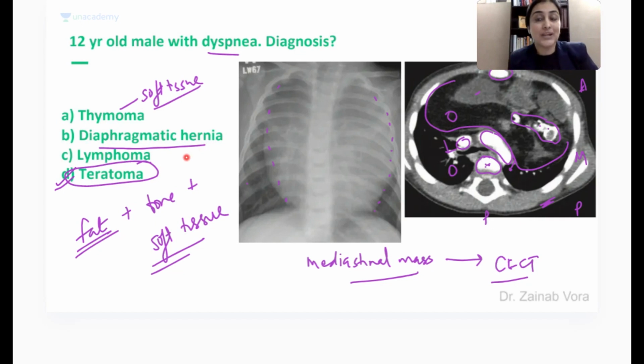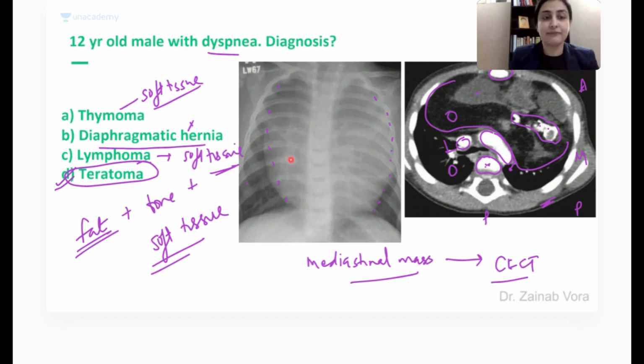Diaphragmatic hernia will have herniation of bowel loops. Do we see any bowel loops here? No, I'm not seeing any bowel loops, so not a diaphragmatic hernia. Lymphoma, again, will be a soft tissue mass. It will have lymph nodes, correct? Lymph nodal mass, again a soft tissue. So the presence of fat per se, the presence of calcification per se will tell me teratoma.